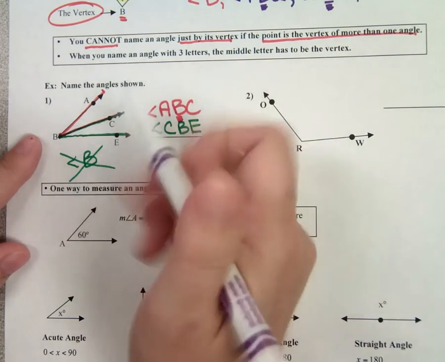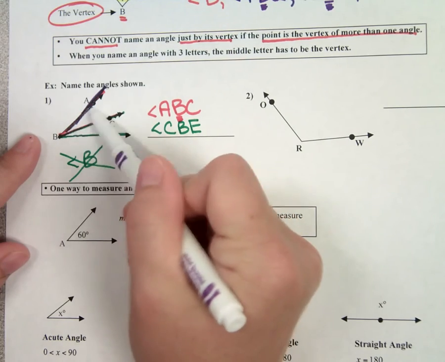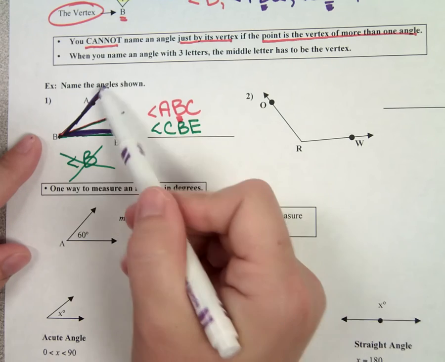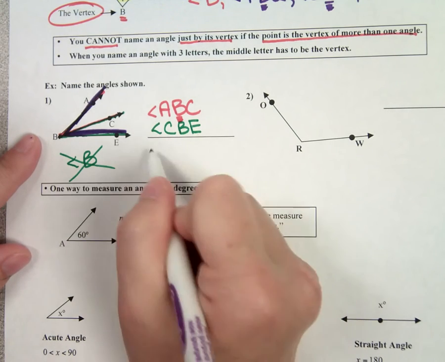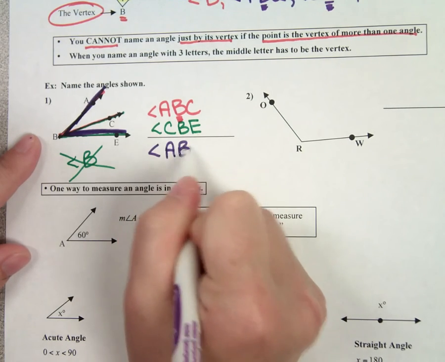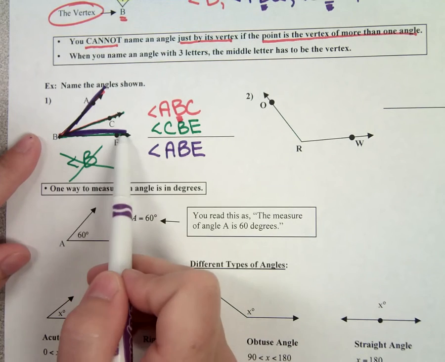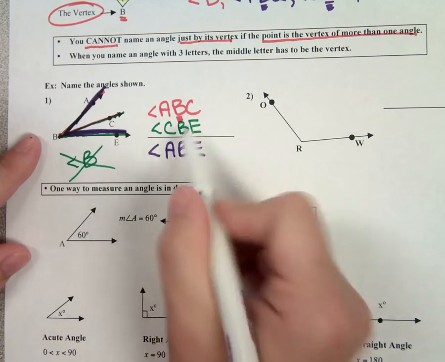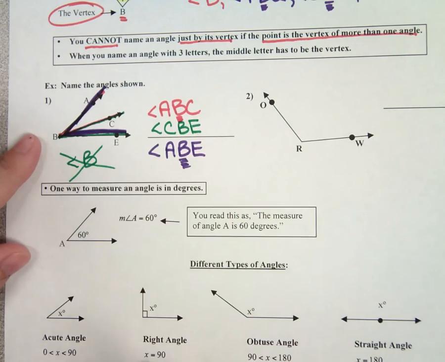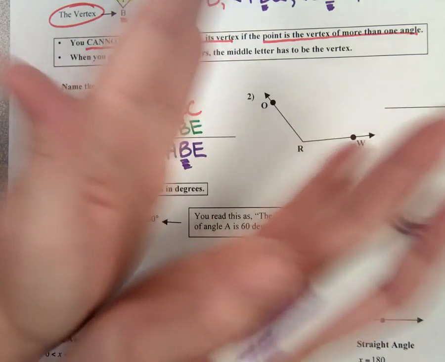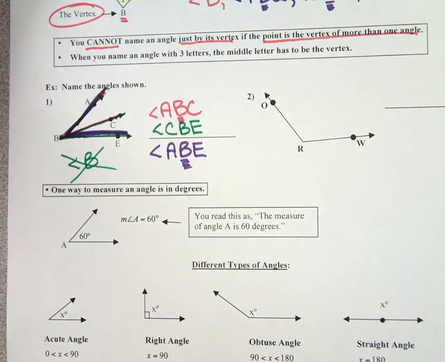And then we also have this big guy. What can I call this whole big angle here? Angle ABE. Or those letters could have been switched around, EBA. But we have to make sure that the vertex, where the two rays come together, that vertex is the middle letter. Okay.